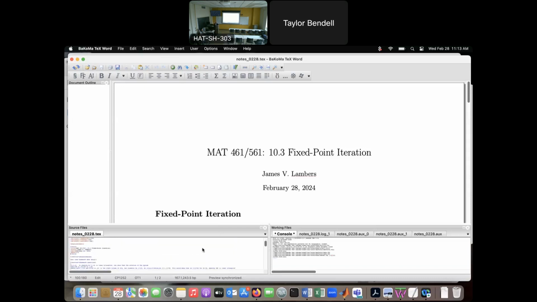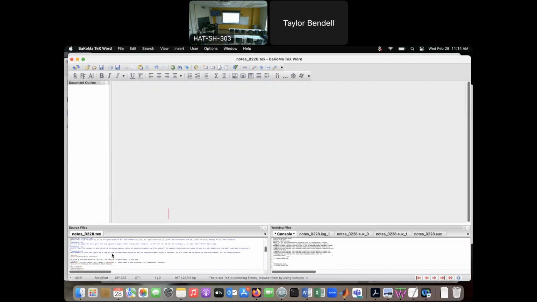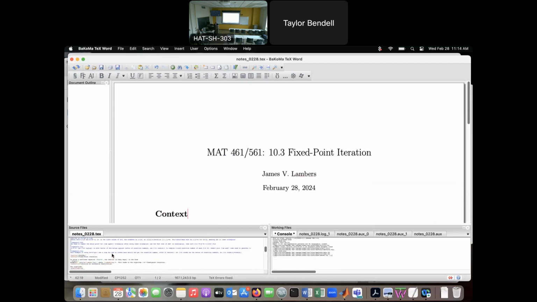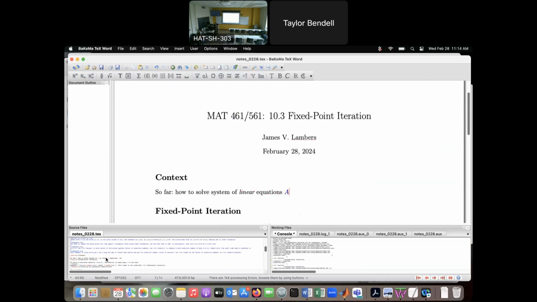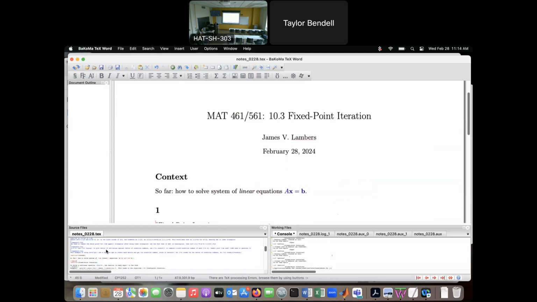Okay, now, before I get to today's topic, I want to give some context on where we're at in the course as a whole. So what we've been doing all semester long is how to solve a system of linear equations Ax = b. And I think it's safe to say, especially for an advanced undergraduate or beginning graduate class, we've very much beaten that problem to death.